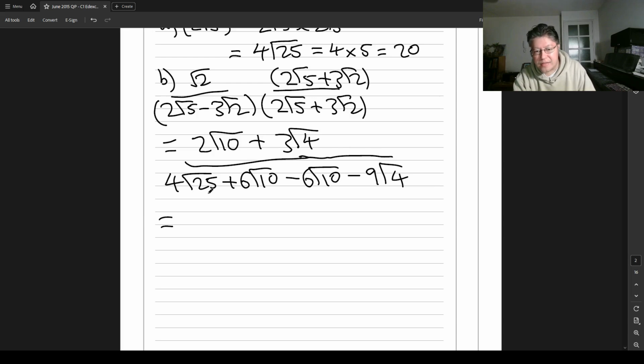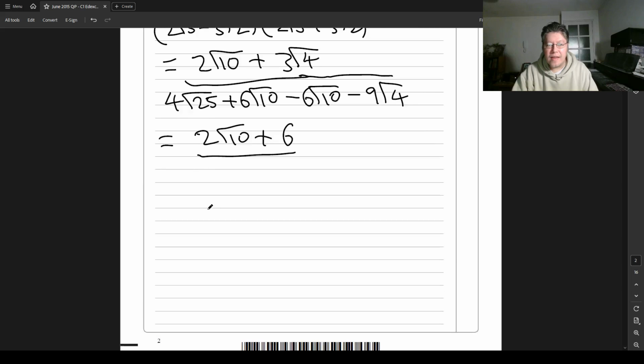Okay, so let's simplify this. In the numerator, we have a root 4, that's really a 2, so it's 2 root 10 plus 3 times 2, which is 6. At the bottom, we have a root 25, that's really a 5, so 4 times 5 is 20. The 6 root 10 and the minus 6 root 10 cancel. Then we have a root 4, which is a 2, so 9 times 2 is 18, so that's minus 18.